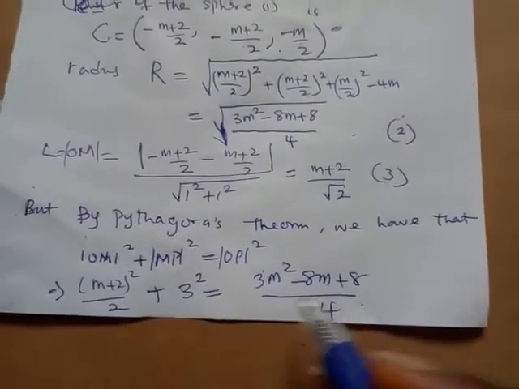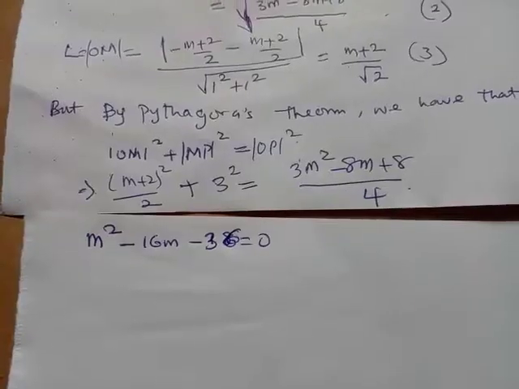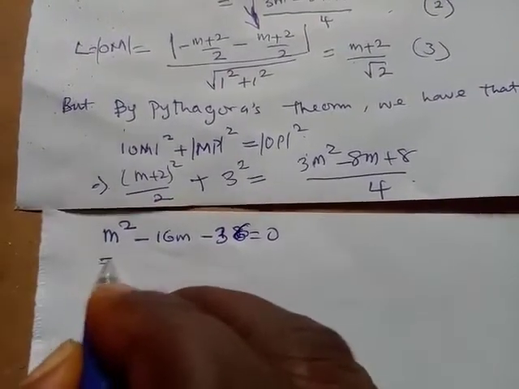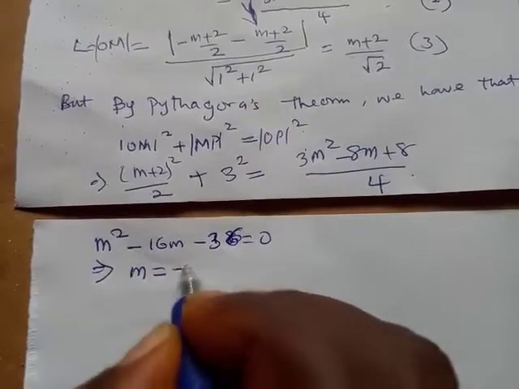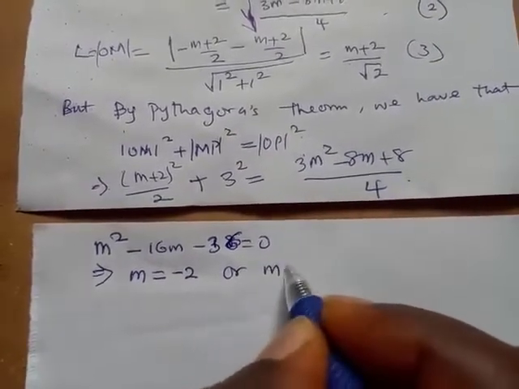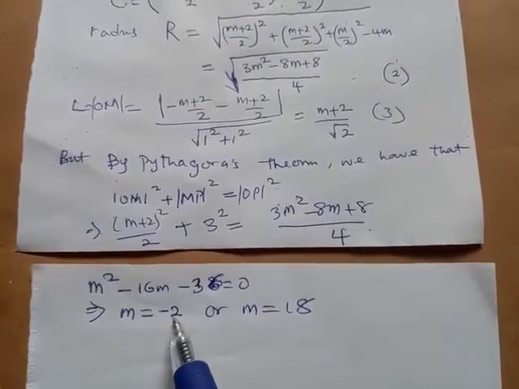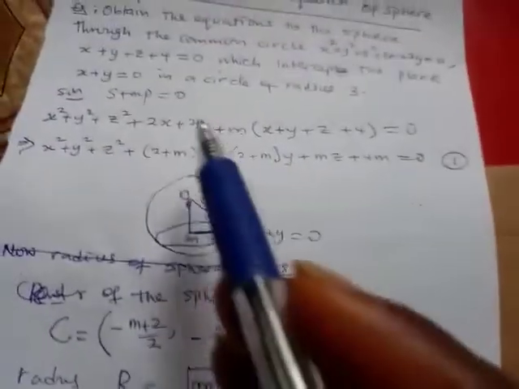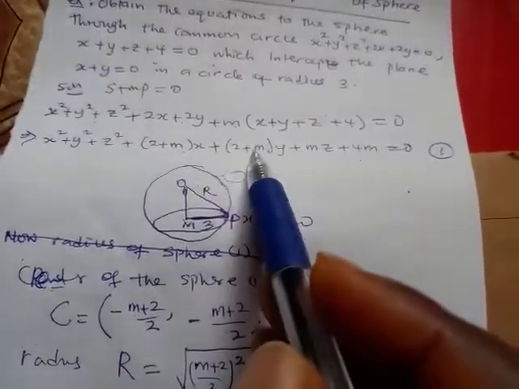So we now need to simplify this, and when we simplify it, we have this. Finally, when we solve the quadratic equation, we should have m equal to minus 2 or m equal to 18. Then what we need to do now is substitute m is minus 2 or m is 18 into this equation. We put m as minus 2 there, or 18.